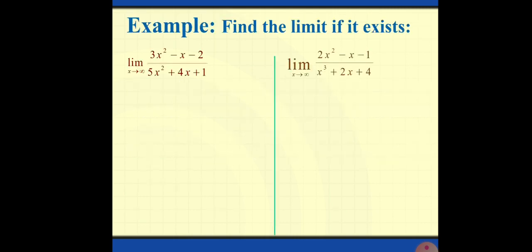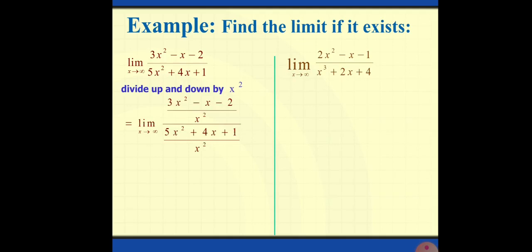Example number 1. Find the limit of this rational function when x approaches infinity. The first step, if you try the direct substitution, you will have infinity over infinity. It doesn't make any sense because it is an indeterminate form. So we have to divide by x to the power 2, or let me say we have to divide by x with the greatest power in the denominator.